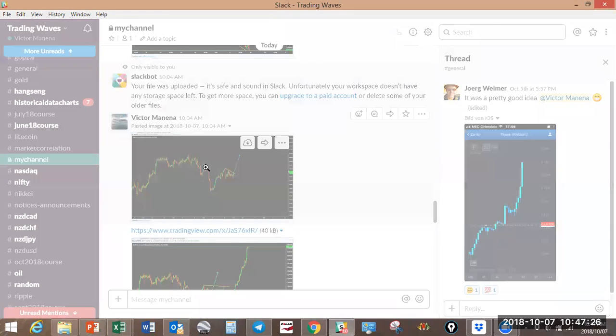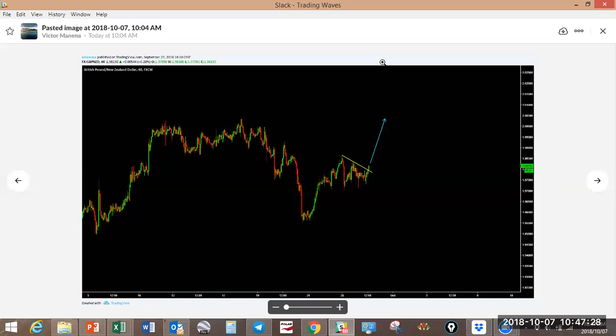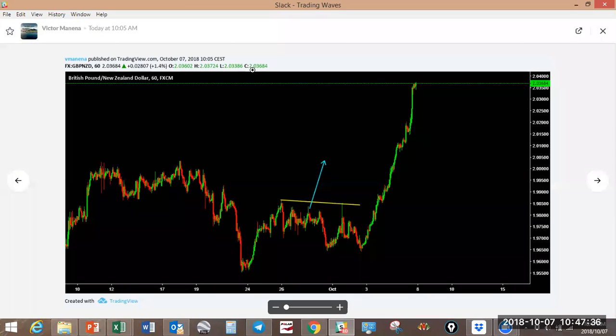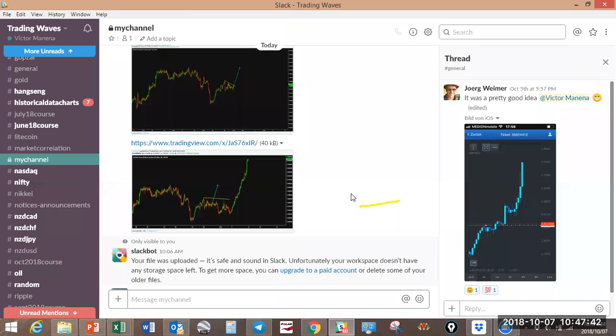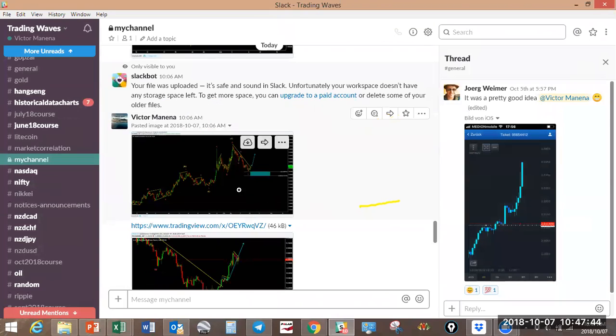Now the next one here is pound New Zealand. You guys know what happened with pound New Zealand. On Friday alone, it moved over 200 pips. So pound New Zealand, this is what happened, over 200 pips on just Friday alone already. So it's been going well with the pound pairs, and these setups are all discussed in our group during the daily webinars.